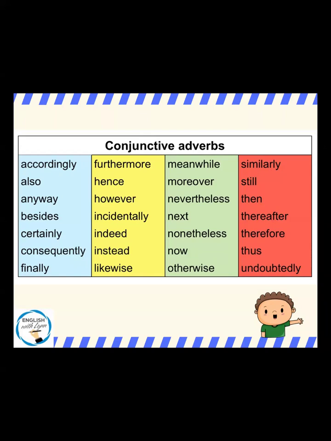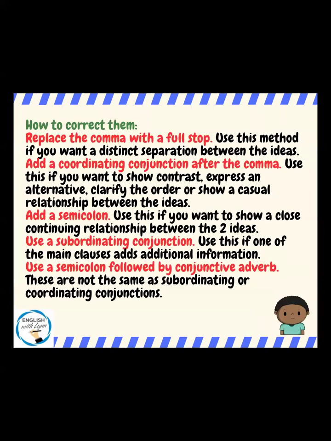So what you will need to do, you will need to think about, am I just adding some more detail and clarifying the ideas? I would then use a coordinating conjunction. If my two ideas are clearly linked, have my semicolon. If they're not quite the same, but they are quite close, I might have the semicolon and the conjunctive adverb. Or if you're adding additional information, consider changing part of the sentence into a subordinate clause.